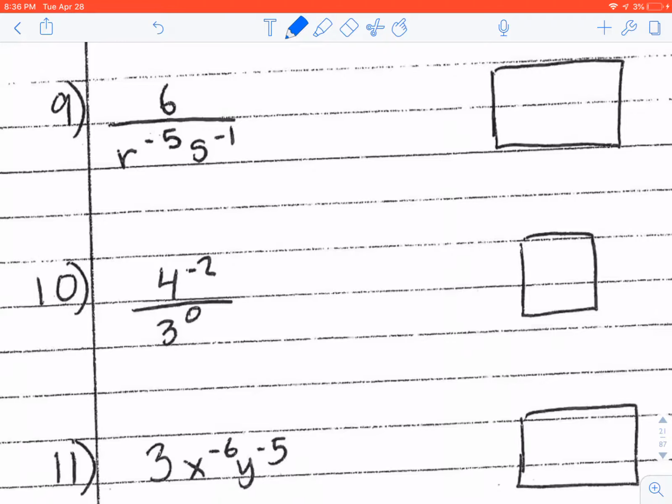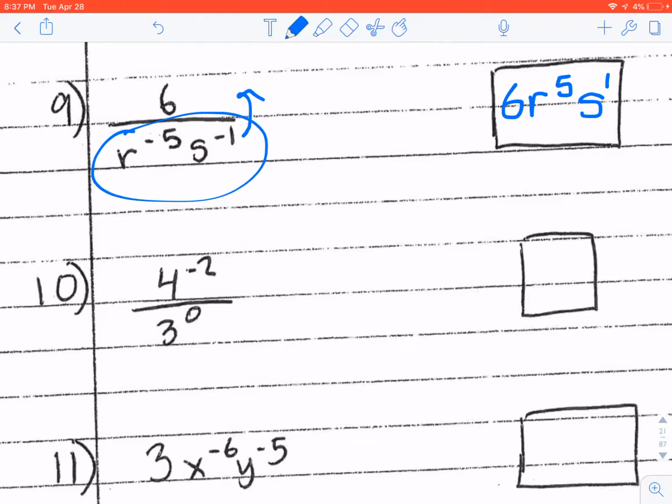Okay, so number 9, you should have moved the negative exponents to the top. The 6 stays where it is. So 6, R to the positive 5th, S to the 1st. Okay, they're all on the top. They become positive. You know you're done because the bases are different and we don't have any negative exponents.